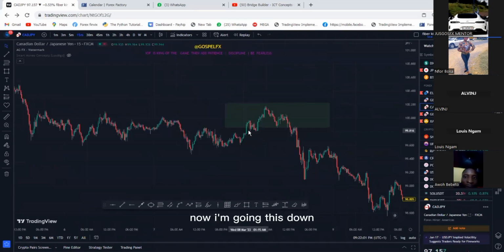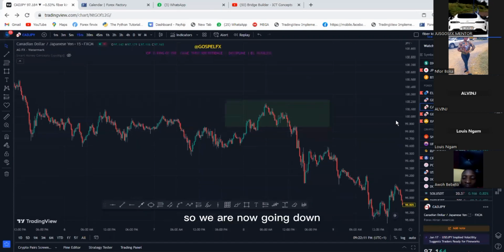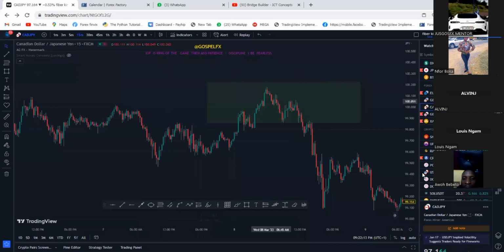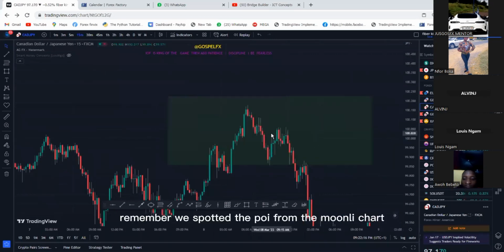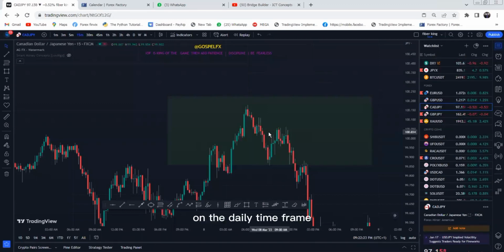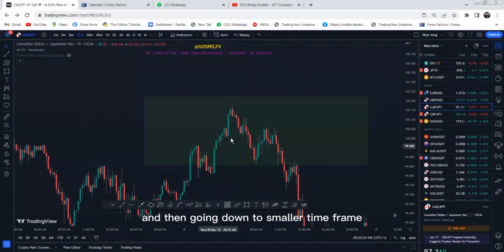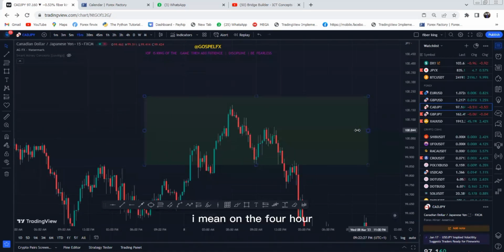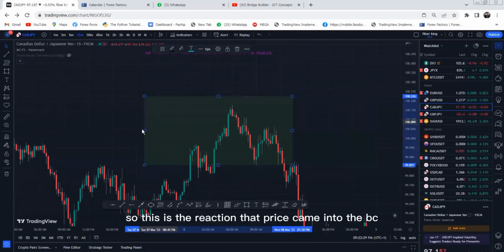Now, I'm going down because we have already noticed a reaction from a higher time frame. Price already gave us a signal on the daily with our flagship reversal. So we are now going right down to the 15-minute. Remember, we spotted the POI from the monthly chart. We saw a reaction on that monthly level on the daily time frame, and then going down now to smaller time frames like 15 minutes. I mean, on the 4 hour, we saw a BC. So this is the reaction that price came into the BC.